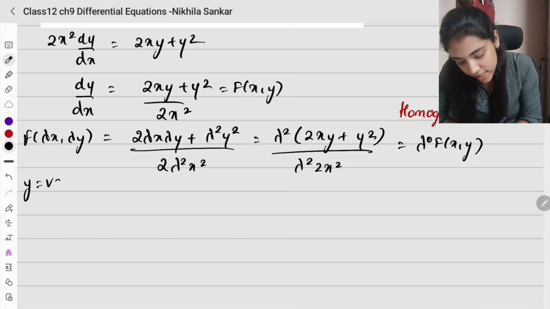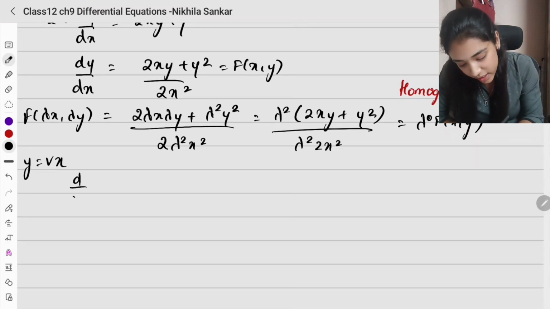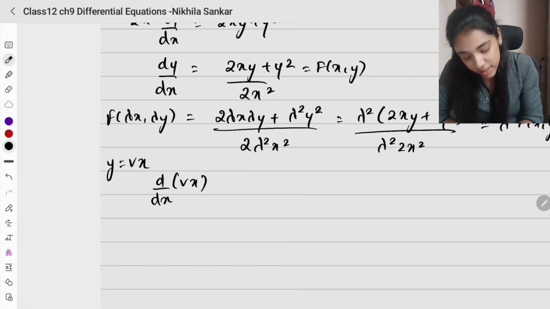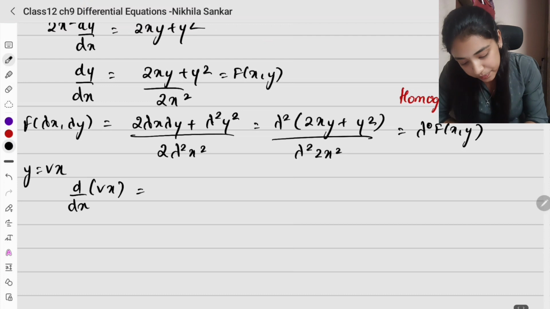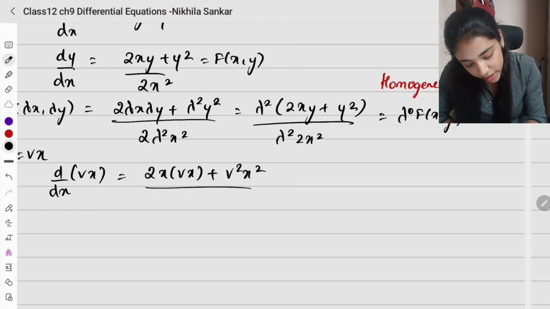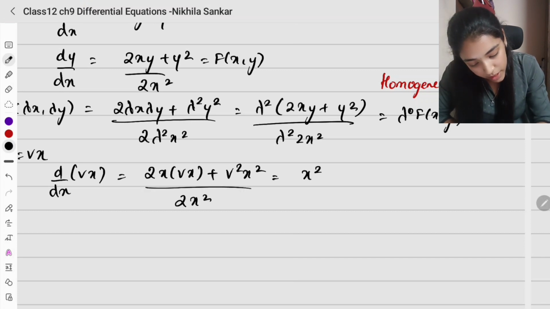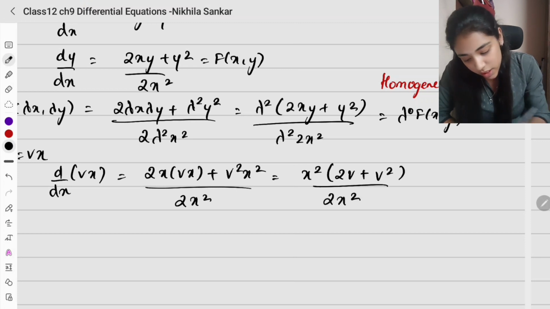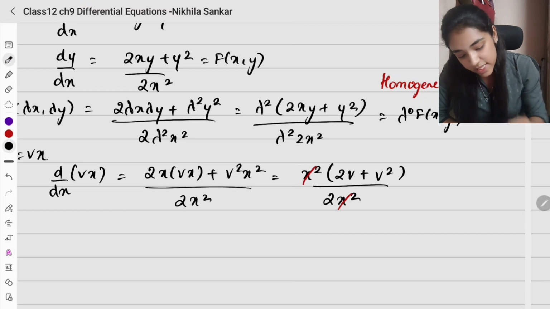Now y equals vx. Substitution. So dy by dx is d by dx of vx, and substituting for y, I have 2x times vx plus v square x square divided by 2x square. Now taking x square common, I have 2v plus v square the whole divided by 2x square. So the x square and the x square get cancelled.